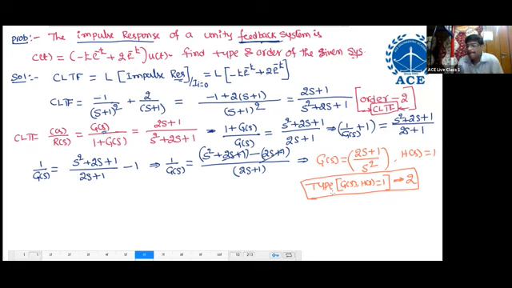Okay? So like this, you have to find type and order. In case they ask to find the system gain, how will you find the system gain? For example, if they ask for the system gain.